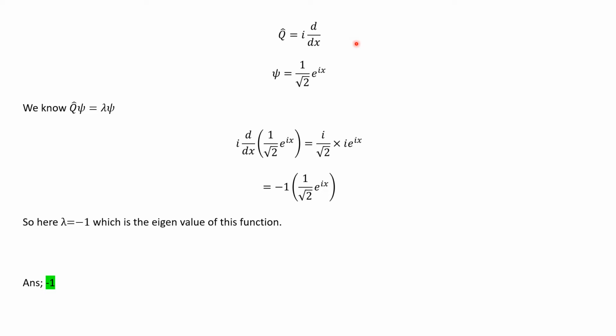Here in the question it has been given that the operator Q is equal to i d by dx and the wave function psi is equal to 1 by root 2 e to the power ix. We know that when an operator operates on a function, Q psi is equal to lambda psi, and here lambda is the eigenvalue. So let's check it. i d by dx of 1 by root 2 e to the power ix comes out to be minus 1 times i by root 2 e to the power ix, that is minus 1 times psi. From here we can find that the lambda value comes out to be minus 1. So here the answer will be minus 1.